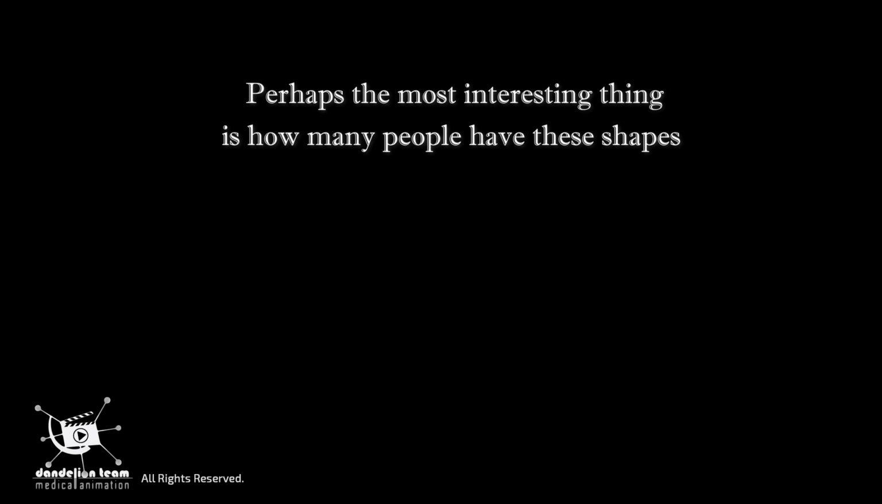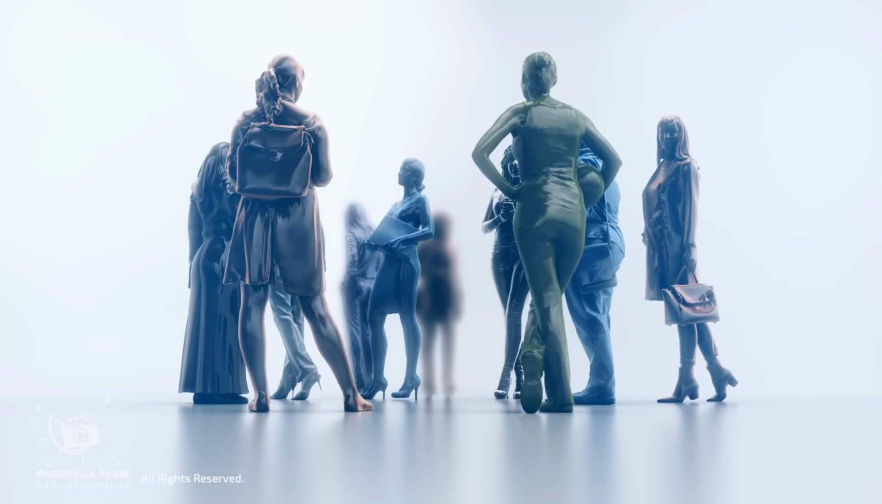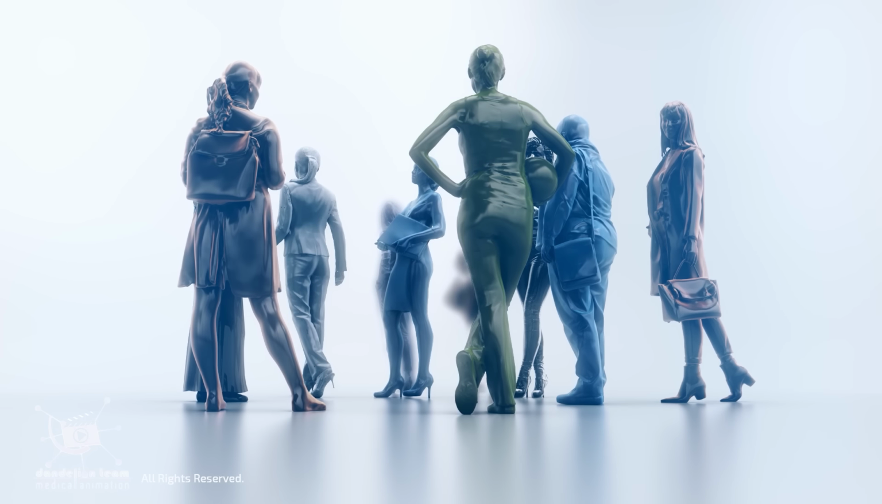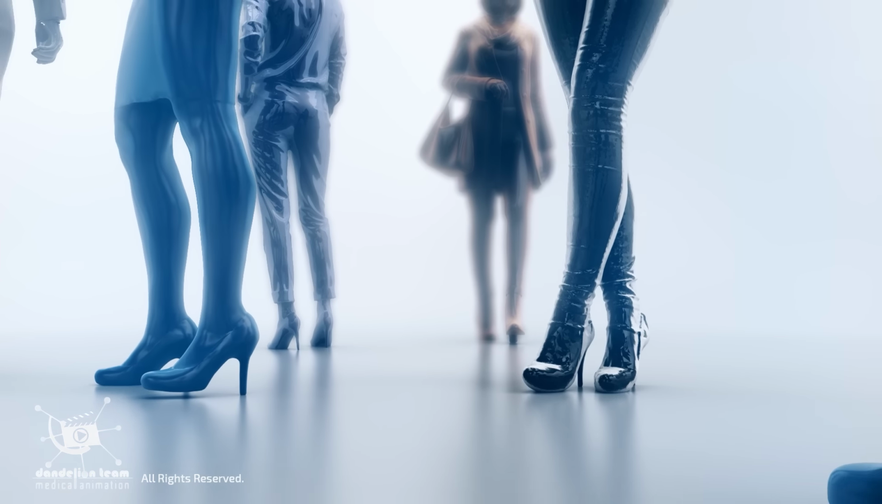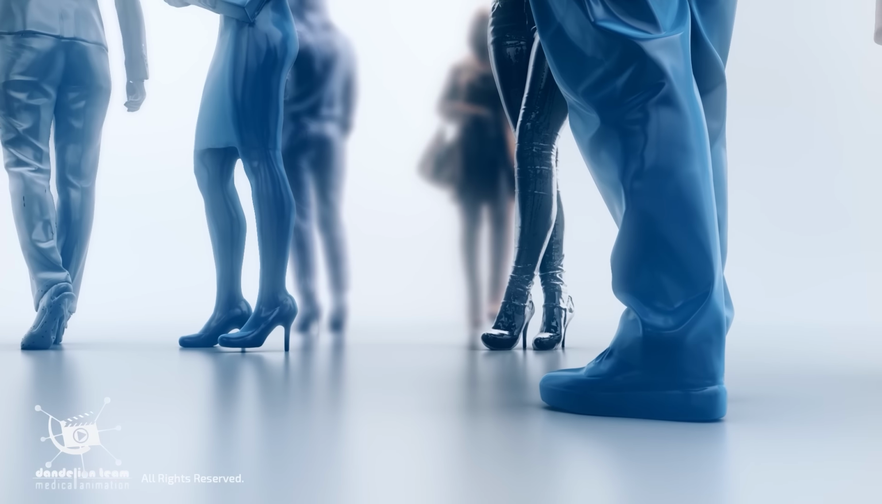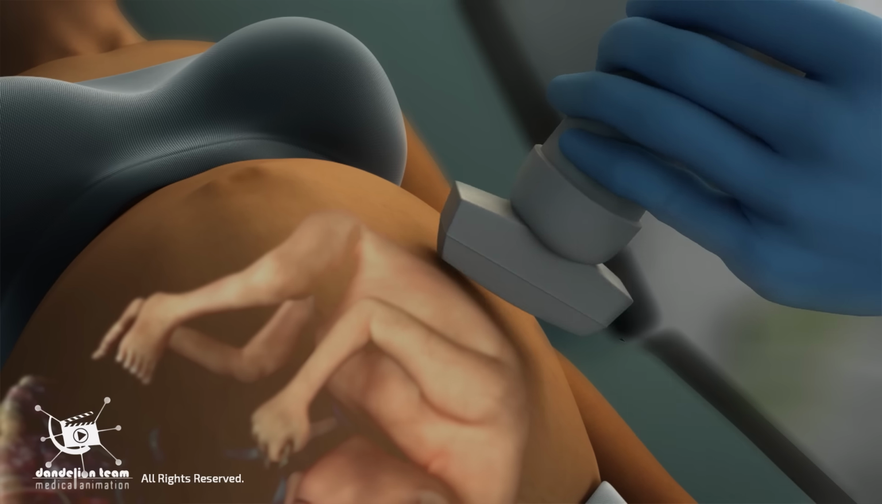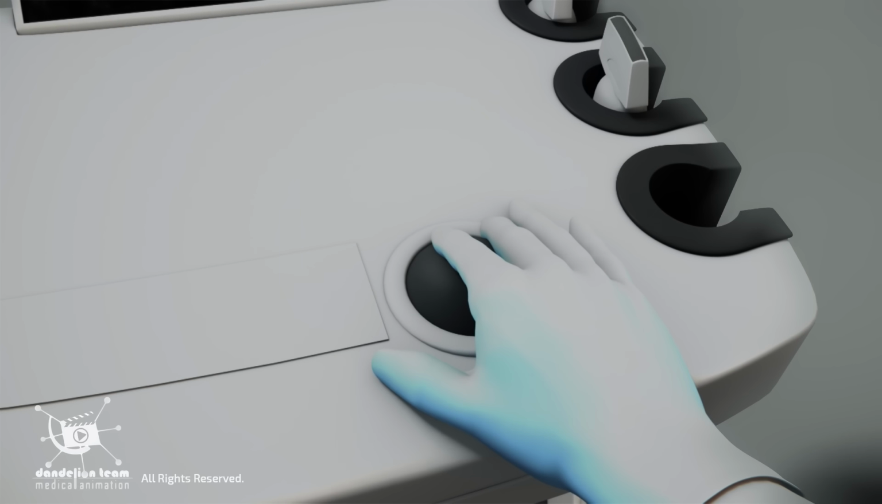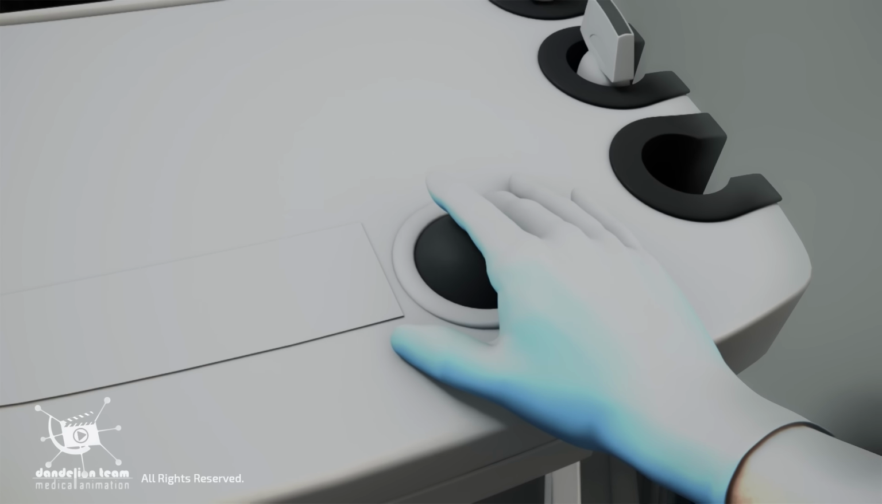Perhaps the most interesting thing is how many people have these shapes and never know it. Estimates suggest that about 5% of all women have some form of uterine anomaly. Most go through life, have children, and reach menopause without a single symptom. They are often only discovered by accident during an ultrasound for something else, or if someone has trouble with a breech baby.